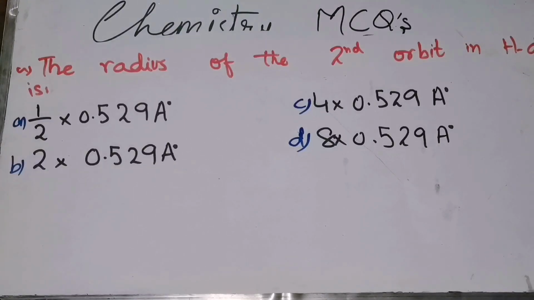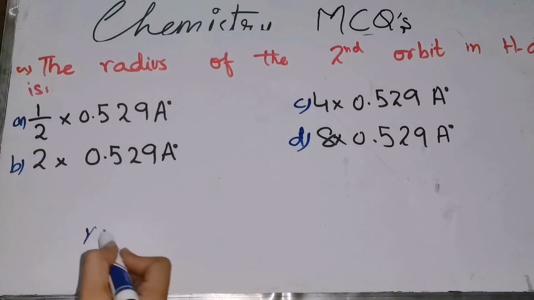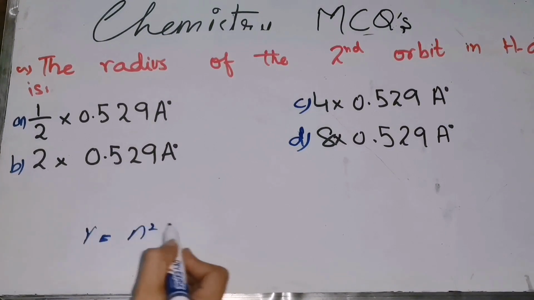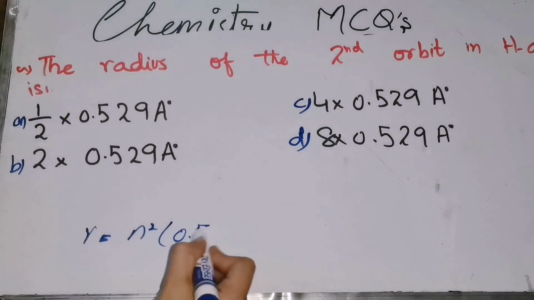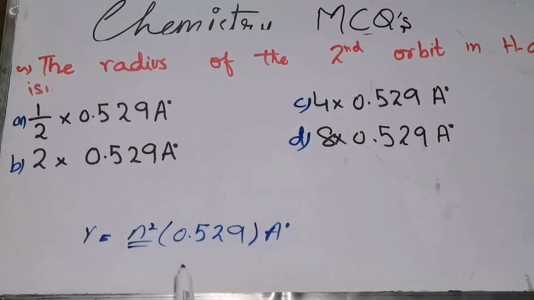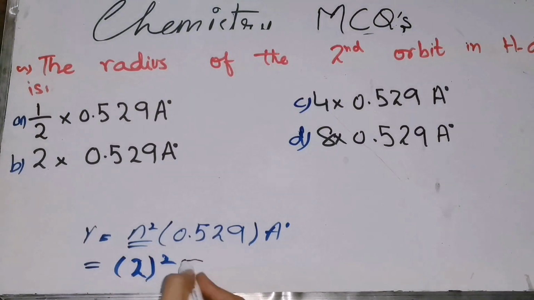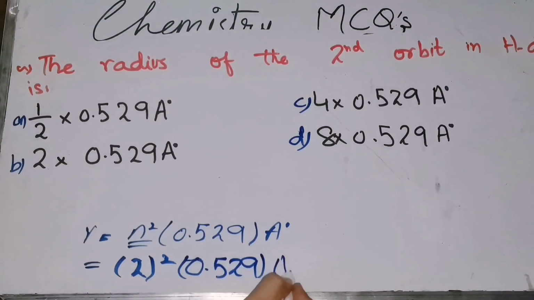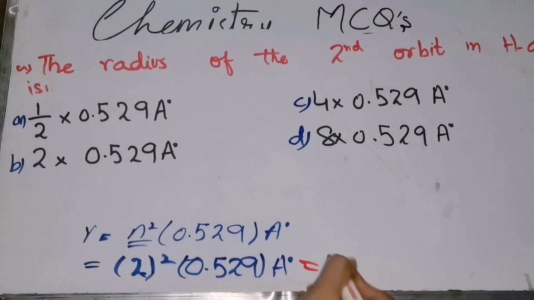The radius of the second orbit in hydrogen atom is, we know the formula for radius, that is r is equal to n square into 0.529 angstrom. n is equal to the number of the orbit. So we have to find the radius of the second orbit. So we will write here 2 whole square into 0.529 angstrom. So it will be equal to 4 multiplied by 0.